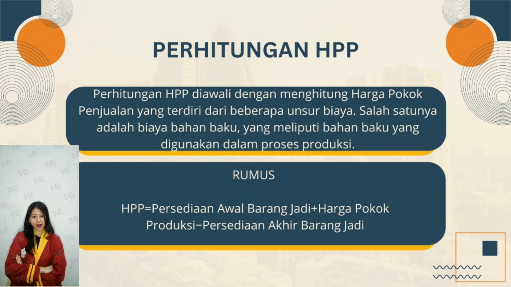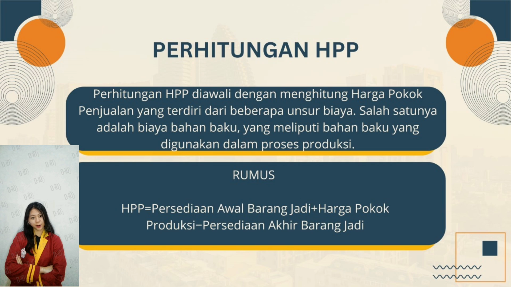Then, to calculate the cost of goods sold (COGS), the company must add the finished goods inventory at the beginning of the period, add the cost of production, and subtract the remaining finished goods inventory at the end of the period. The formula for calculating COGS is COGS equals beginning inventory of finished goods plus cost of goods manufactured minus ending inventory of finished goods.